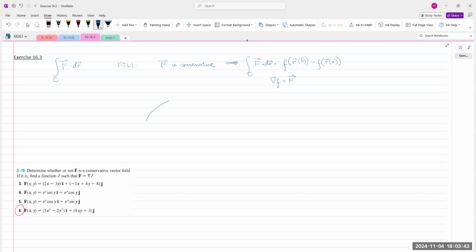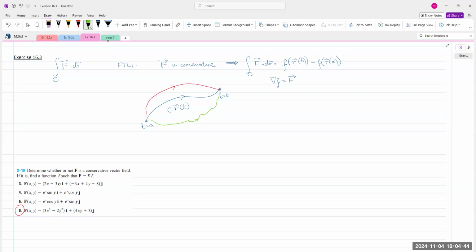Now, let's say this is the curve here, and this is r(t), and this is r(a). This is when t equals a and this is when t equals b. If it is conservative, this integral depends on the value of the potential function at the terminal point minus the value at the initial point, and therefore it is independent of path. Whatever path you use, as long as the path is smooth and differentiable, then we have that situation.